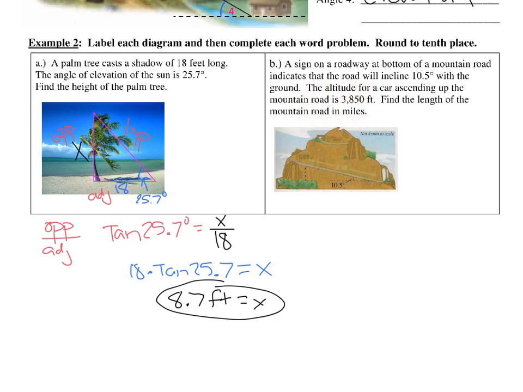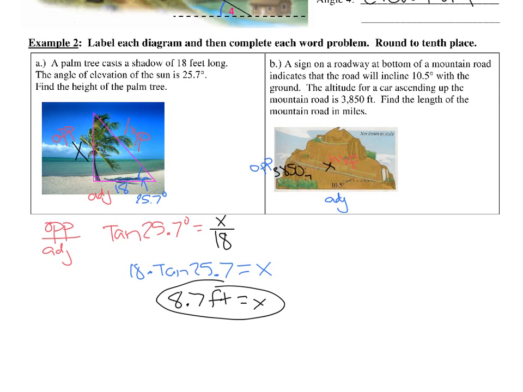So we've got to figure out where our altitude is and then determine what the length of the mountain road is going to be in miles. This right here is going to be the altitude, so basically 3,850 feet. We already know that the angle of elevation is given to us as 10.5. And we're trying to figure out the length of the mountain road. Well, here's the road, so that would be the hypotenuse is what we're looking for.